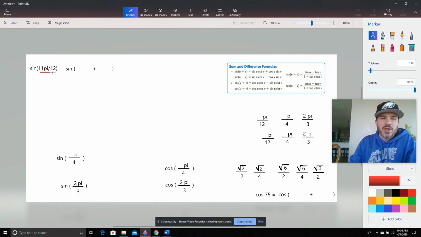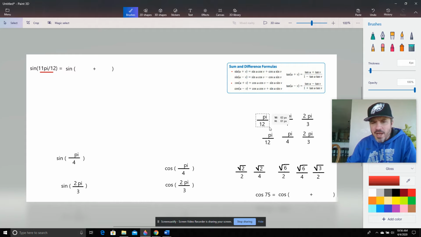And then when we look in here, we're going to look at 11 pi over 12, and I can't find an exact value for that. I can't make a triangle. I can't find it on the graph. So what we have to be able to do is think of it as one of these sine formulas where we're thinking of an angle plus an angle that would add up to 11 pi over 12.